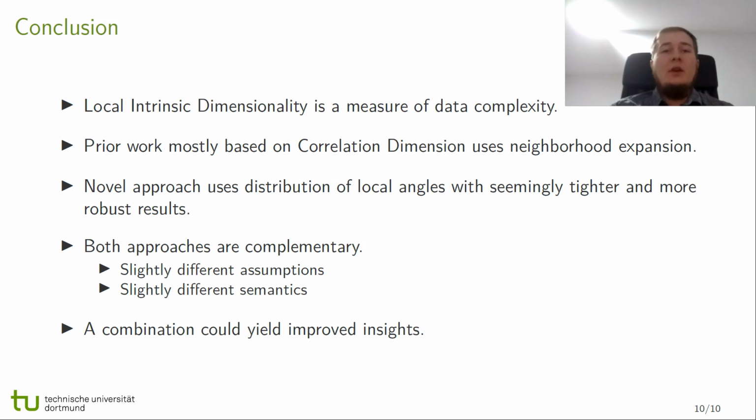In our experiments, we observed the angle-based estimates to be more robust against noise, mixtures of manifolds, and varying neighborhood sizes, while producing seemingly tighter estimate distributions. However, the angle-based definition is further away from the theoretical background of fractal dimension and introduces a different set of assumptions that may arguably be somewhat closer to applications like manifold learning. As both the assumptions and semantics of distance and angle-based approaches vary, the two approaches are complementary. Further research on combinations and interactions of both approaches may lead to an improved insight into our datasets.